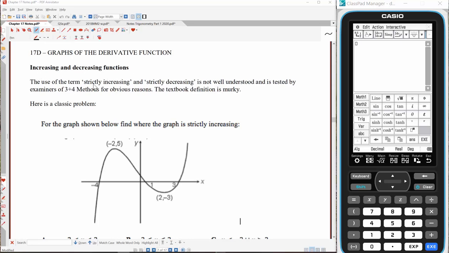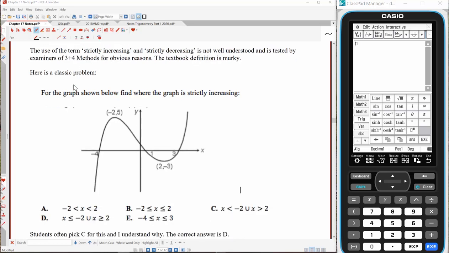And I've said here that the term strictly increasing and strictly decreasing is not well understood and is tested by examiners at 3-4s often. In fact, in 2019, there was a question that involves strictly increasing. I think about 5% or 10% of the state got it right. It was a really tricky problem. Okay, so here is a classic problem. This was off an 11 methods exam a few years ago.